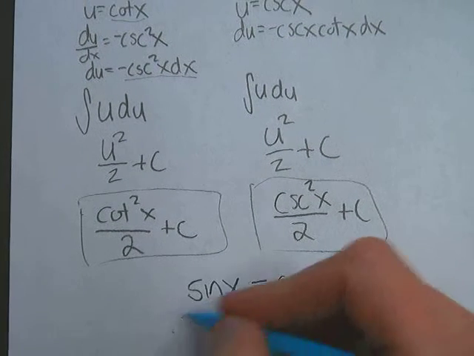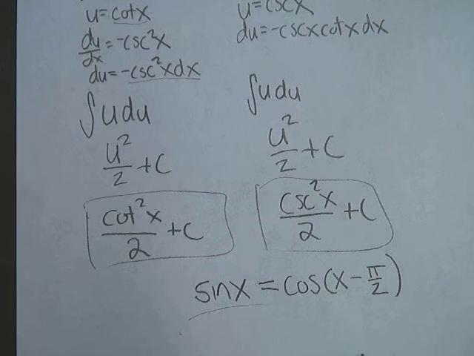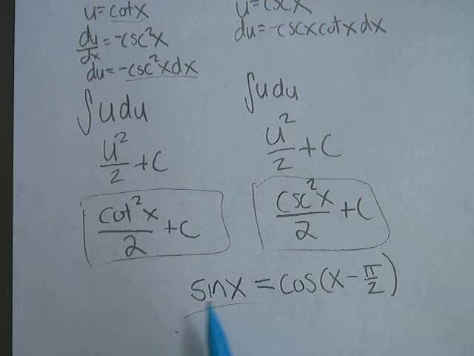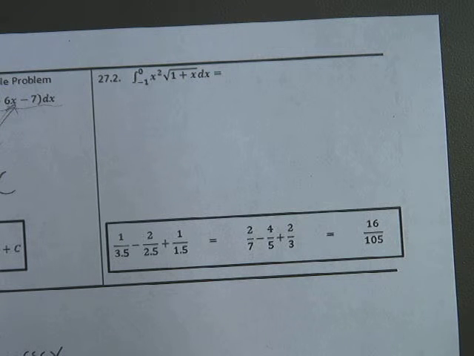And this is always true. You could rewrite an entire function or expression full of sines and cosines just in terms of sine or cosine by using this property. All right, enough on that. Let's do our last substitution problem.